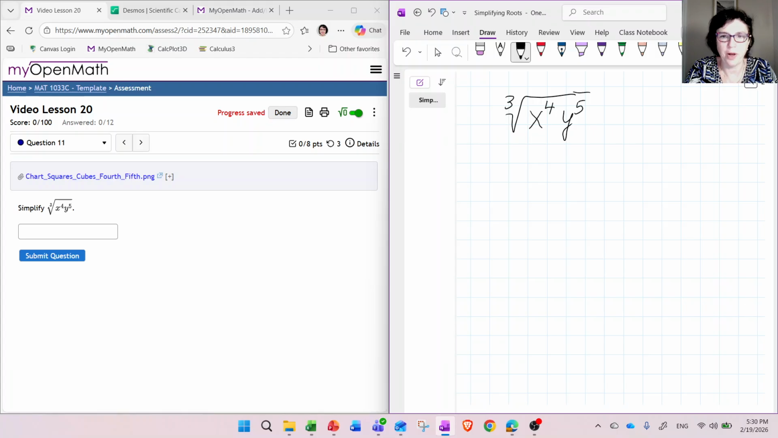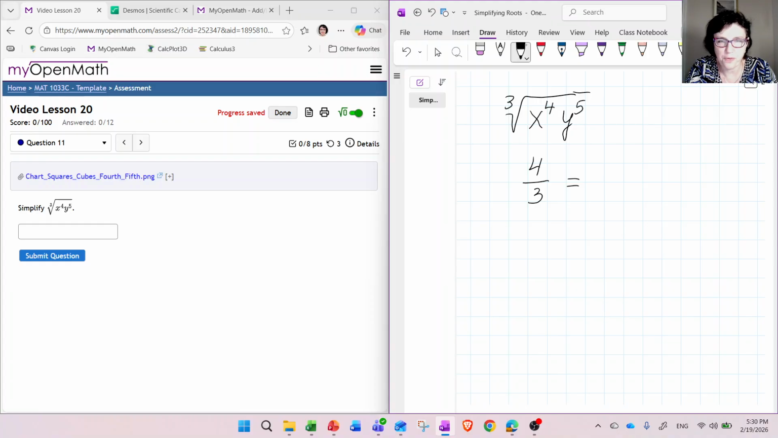You want to simplify the cube root of x to the power of 4. Start with dividing 4 by whatever is the index of the root. The index of the root is this little number that's written on the root. And that'll give you 4/3. The next thing to do is to convert it to a mixed fraction.